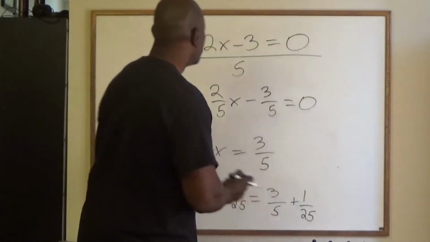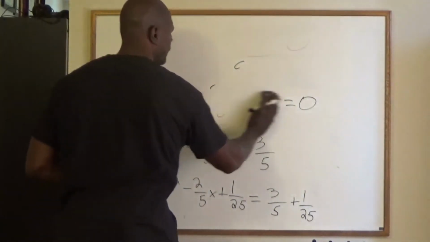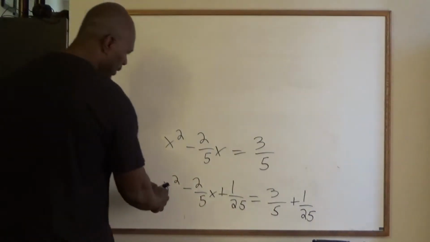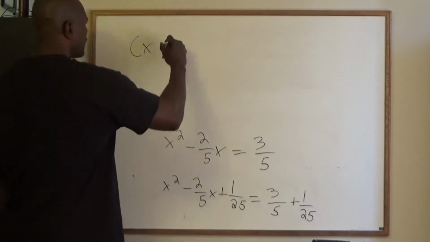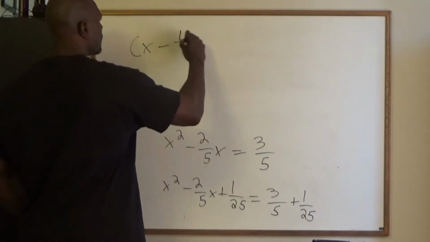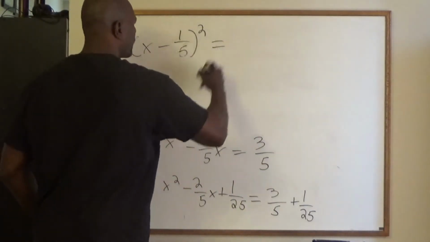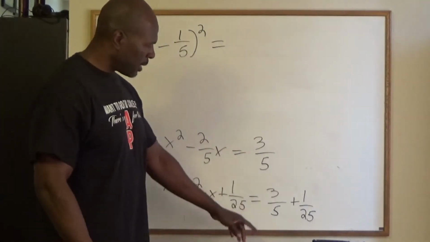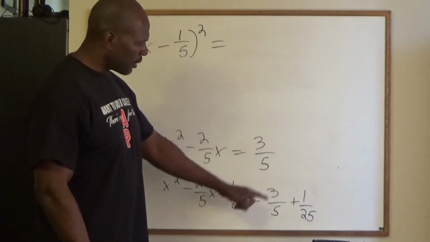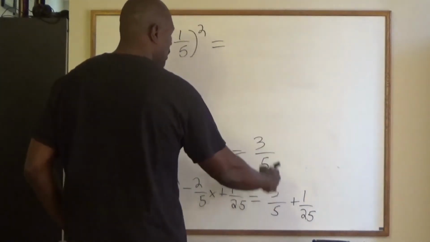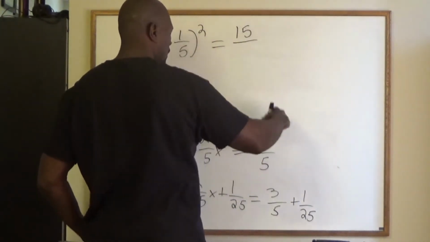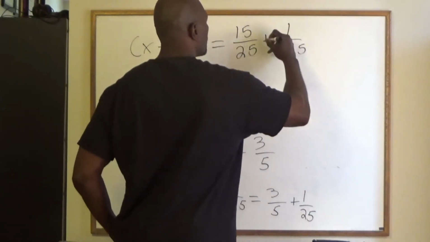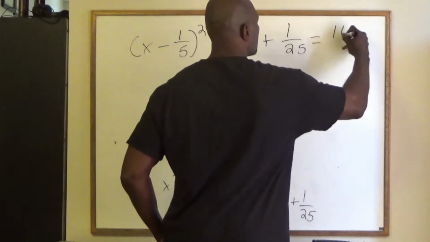Okay, so now I can factor the left. So this can be factored. Again, to factor this is simply x minus, you take half of this number, that's 1/5, squared. Now on the right, you have 3/5 plus 1 over 25. You need a common denominator, that would be 25. So you multiply 3/5 by 5 over 5, that would be 15 over 25, plus 1 over 25. So that would be 16 over 25.